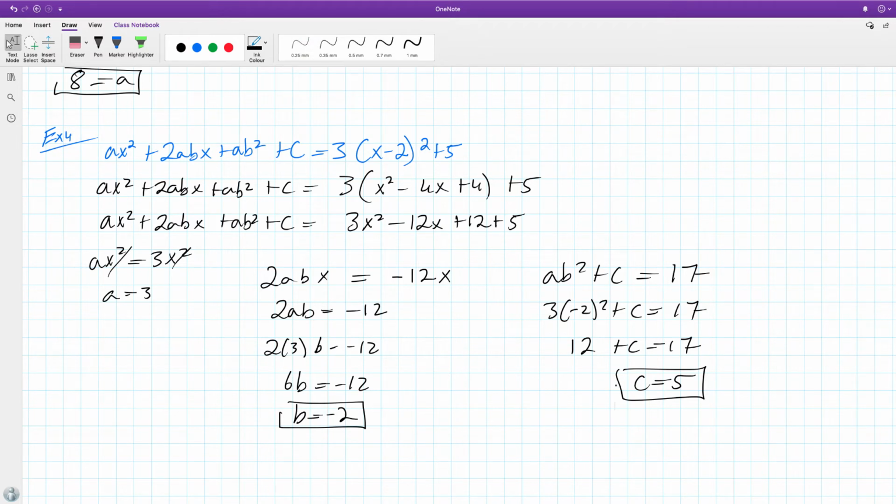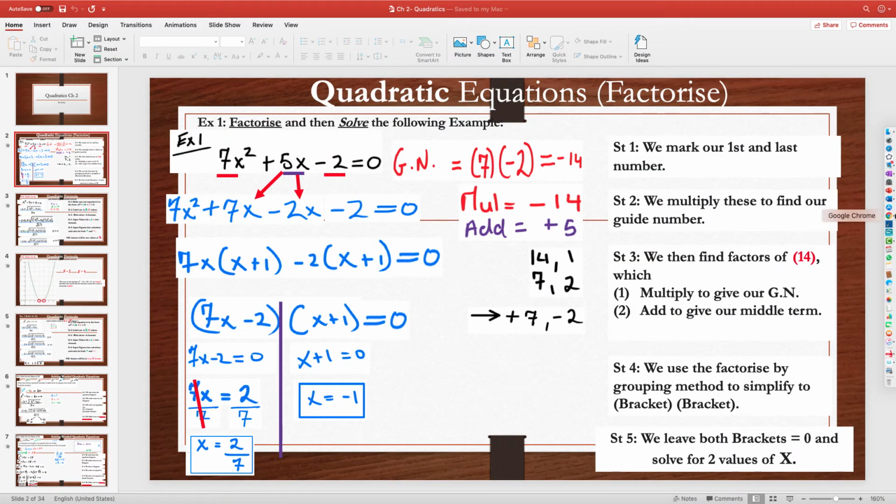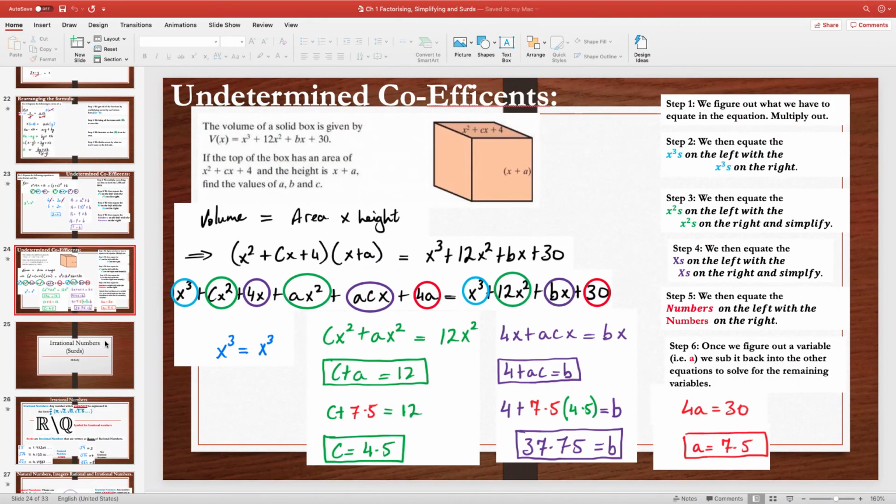We all happy with that? Anyone, any questions on how I finished that out? Minus 2 squared is 4, 3 times 4 is 12, plus c is equal to 17. Right, they're undetermined coefficients, they literally don't get much harder than that. I'll give you a few of those to practice tonight.